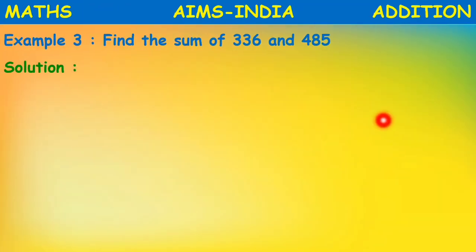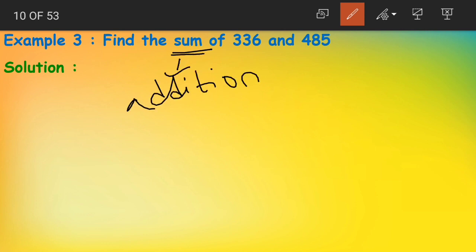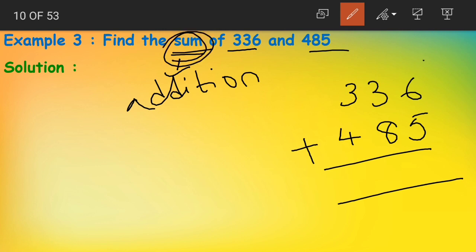Example 3. Find the sum of 336 and 485. Now again, sum means what? Sum means addition. The first step would be to write both the numbers vertically. 336 and 485. Now what should we do? We should add them. We should find out the sum.